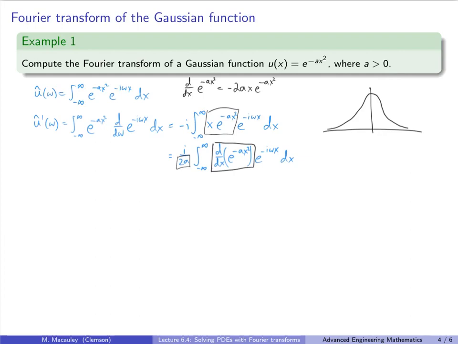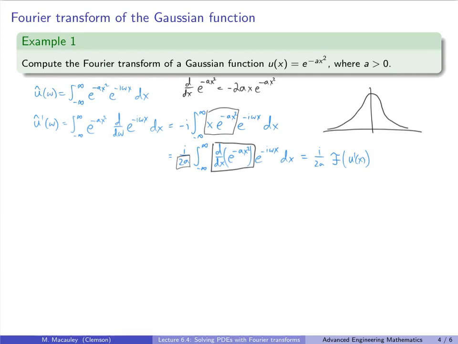Okay, so what have we just done? Well, actually, I should say, what do we have here? This should be familiar. This is the Fourier transform of this thing in the box. And what is that thing in the box? That's the derivative of u. So this is i over 2a times the Fourier transform of u prime of x.